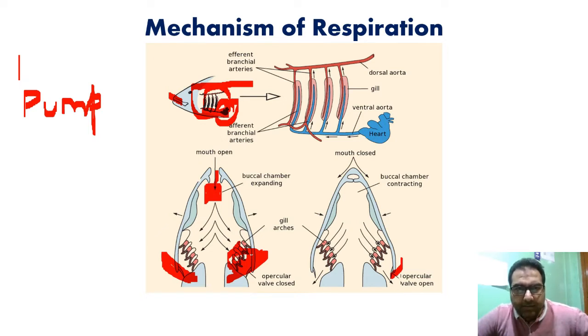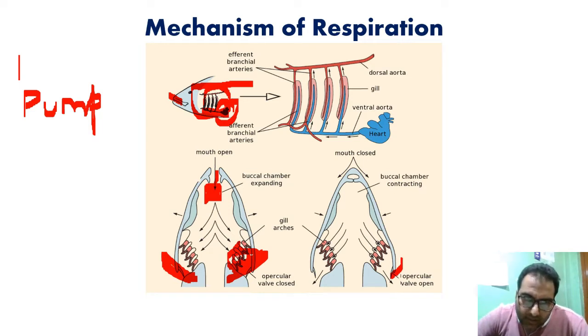In the beginning, what happens? The water enters into the mouth by the expansion of the buccal cavity. Now, when the buccal cavity is opened, this cavity expands. So water is then accelerated over the gills by the simultaneous contraction of the buccal cavity, and the cavity contracts, expelling the water out through the opercular opening, and the cycle begins again.